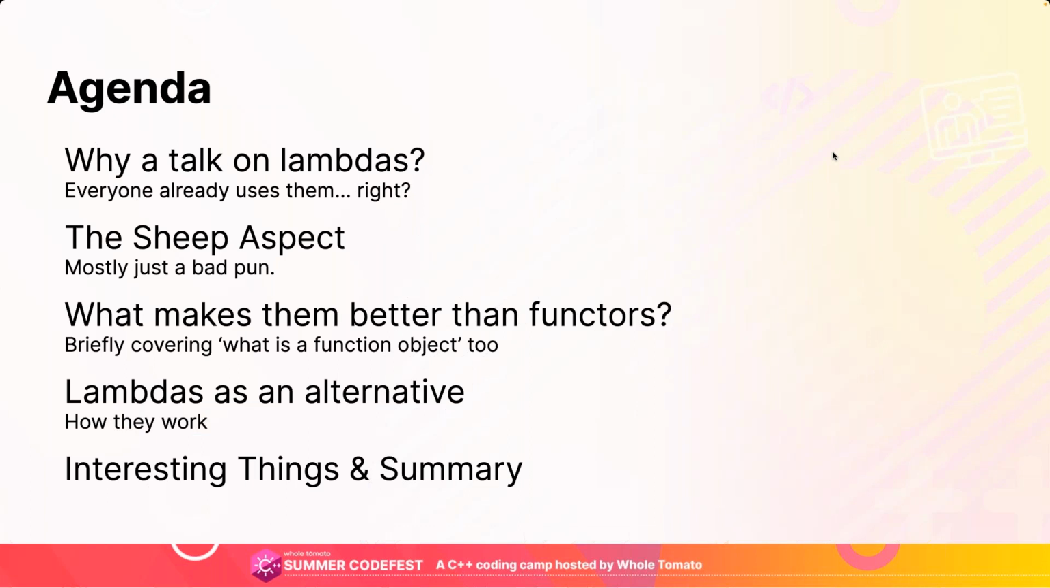So today it's all going to be about lambdas, and we're going to go through a few things. First of all, just why a talk on lambdas. They've been around for a bit over a decade, so why a talk now? We'll quickly skip over sheep. It's really just a bad pun. We'll look at comparing lambdas to functors, which are an older C++ technique, how lambdas work as an alternative, and then a whole bunch of interesting things and a summary.